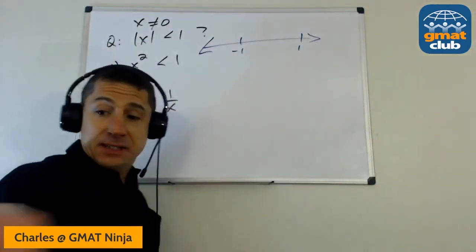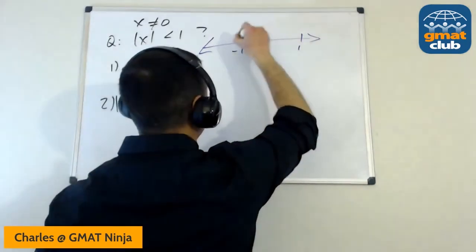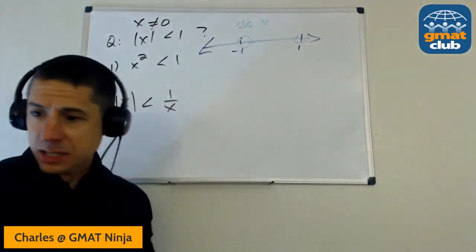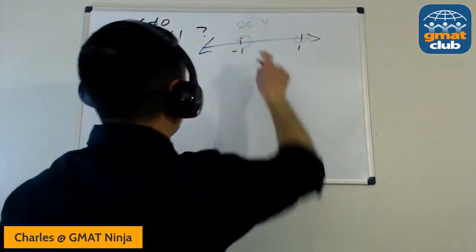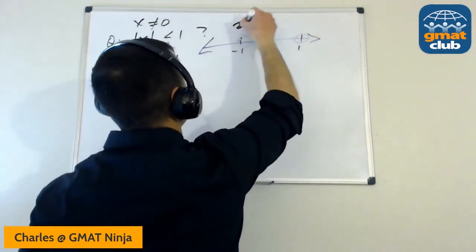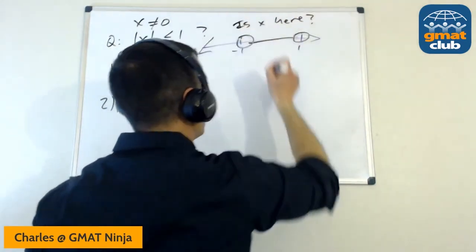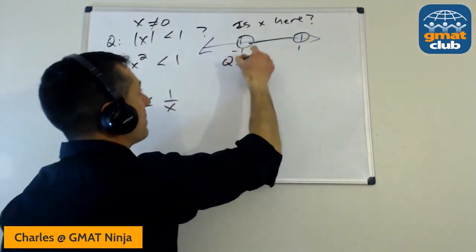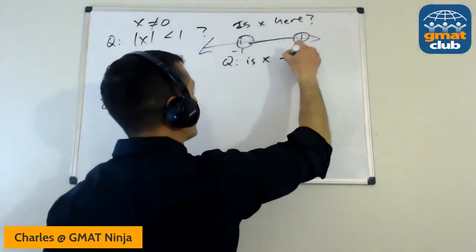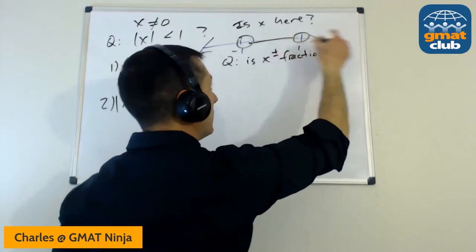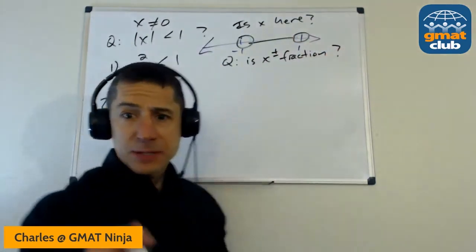I'm great with you saying something like this. Draw yourself a picture and say, is X here? Is X here in this zone? Great. I would probably reframe it as, is x a fraction? It can be positive or negative. Whatever works for you, whatever keeps you anchored in that intuition.